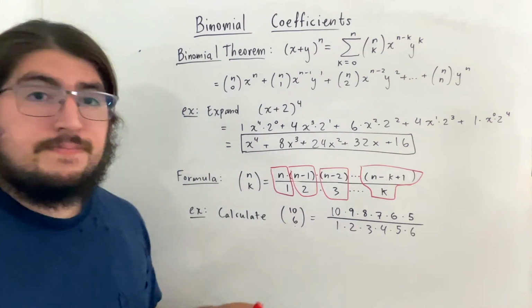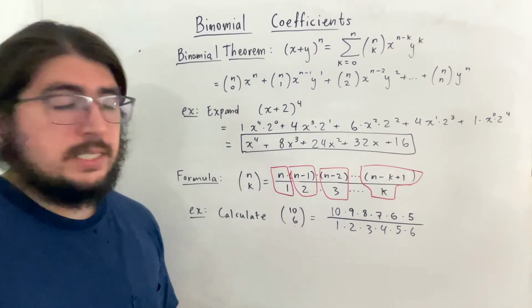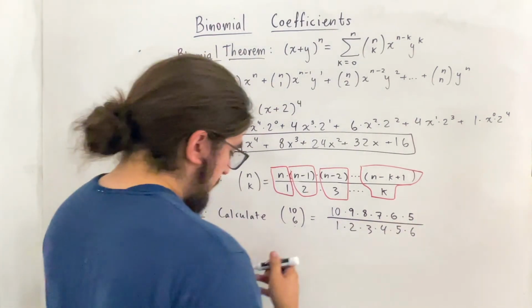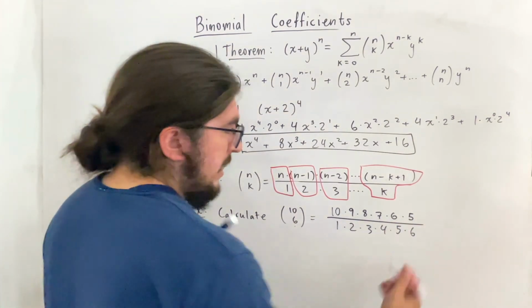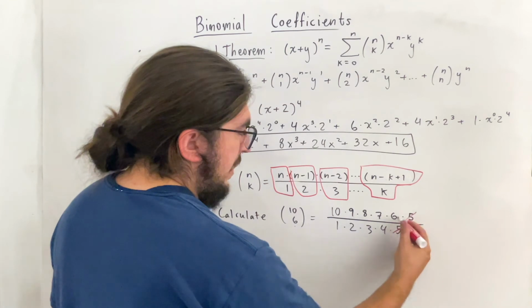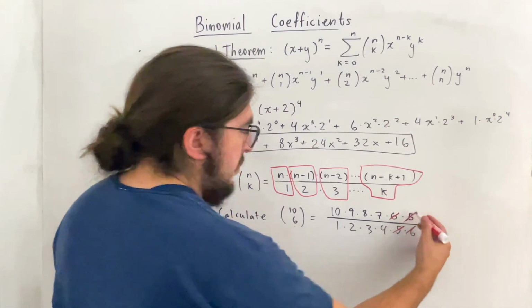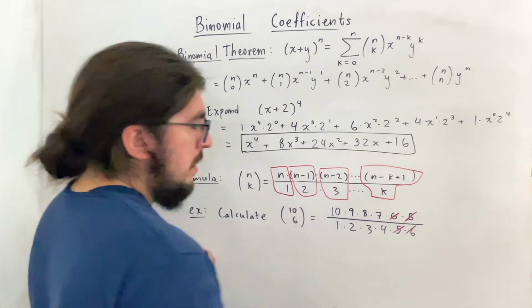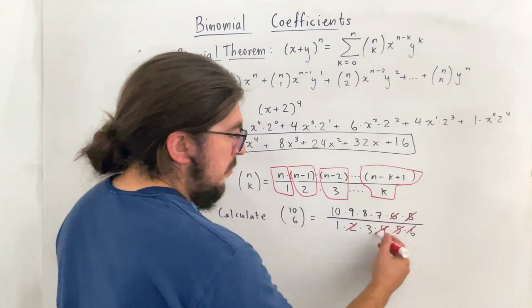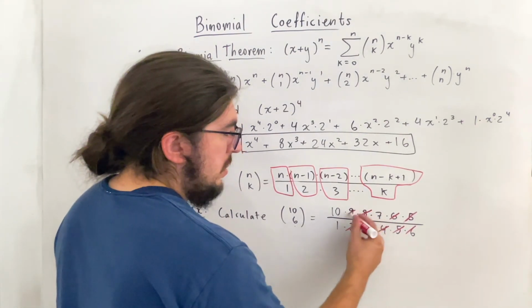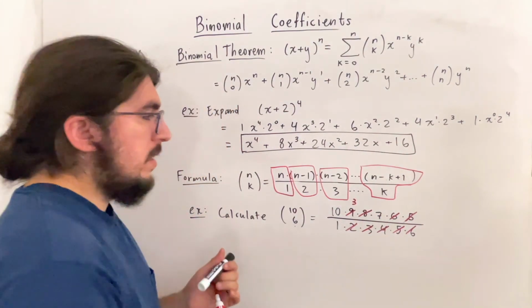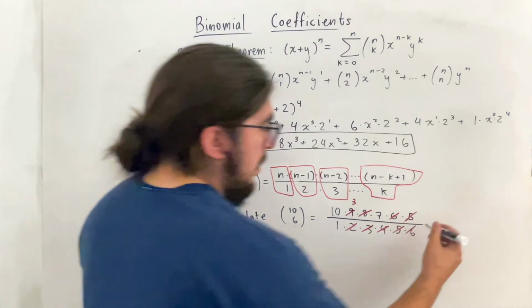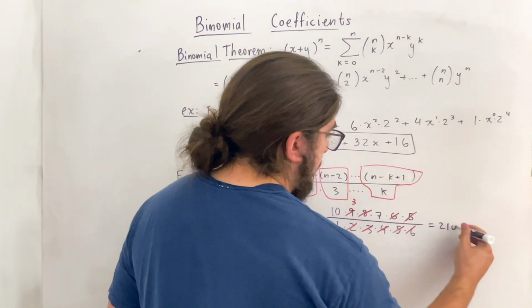And then from here, you look for any cross cancellation. Notice the 5's cancel. The 6's cancel. And in fact, what's funny is that we're always left with an integer, even though I've written this in fraction formatting. So I'm going to say 2 times 4 is 8. 3 goes into 9 3 times. All we're left with on top is 10 times 3 times 7, which is 21 times 10, which is 210.